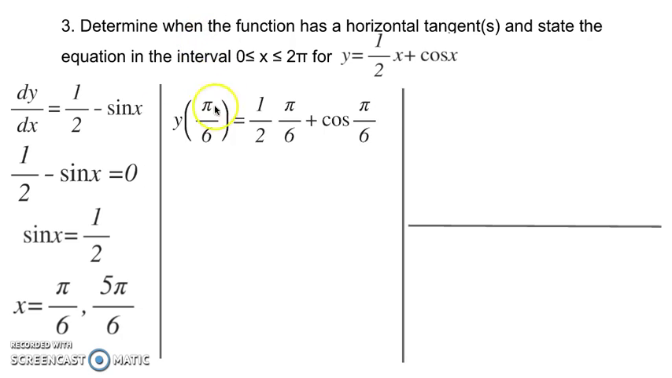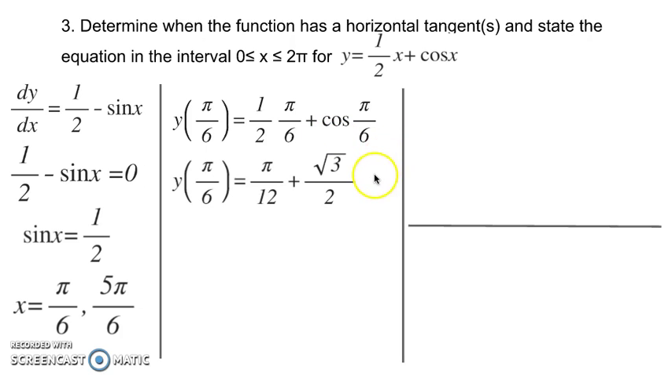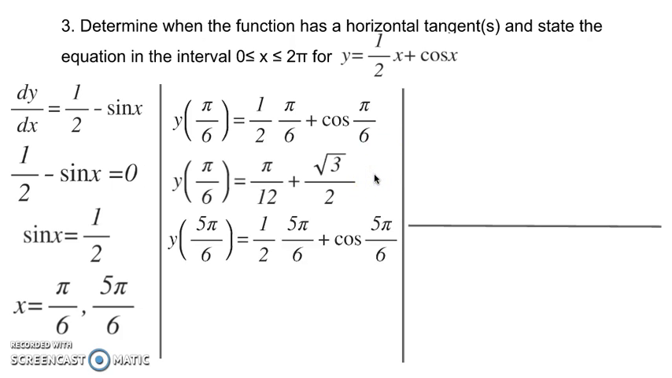Then plugging pi over 6 into the original function, we get 1/2 times pi over 6 plus cosine pi over 6. Or simplified, y equals pi over 12 plus radical 3 over 2. Then doing the same with 5 pi over 6, we get 1/2 times 5 pi over 6 plus cosine 5 pi over 6. Or simplified, y equals 5 pi over 12 minus radical 3 over 2, since cosine is negative in the second quadrant.